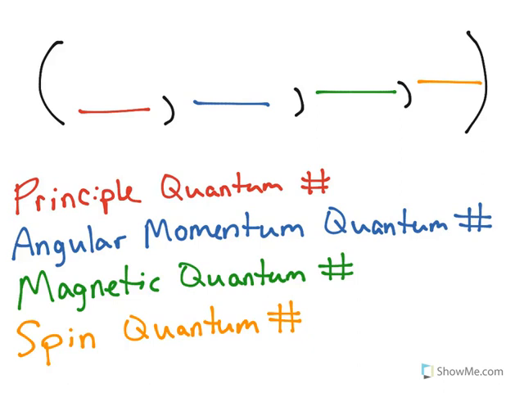Now, each of these 4 quantum numbers has its own name. The first one is the principal quantum number. It'll always come first. The second is the angular momentum quantum number, and we'll dive into each one of these separately in just a moment. The third is the magnetic quantum number, and the fourth is the spin quantum number. So whenever you're thinking about quantum numbers, these sets of 4 are pinpointing the location of one particular electron.